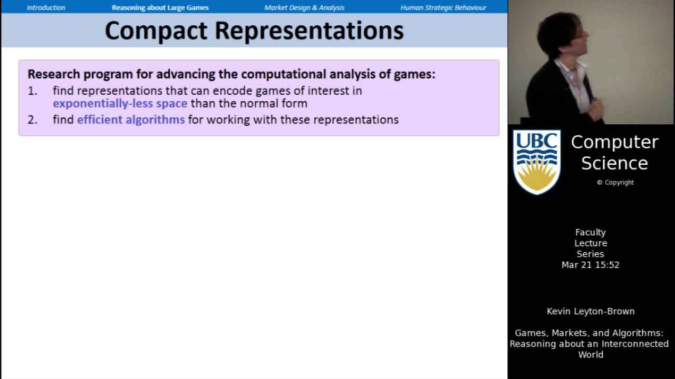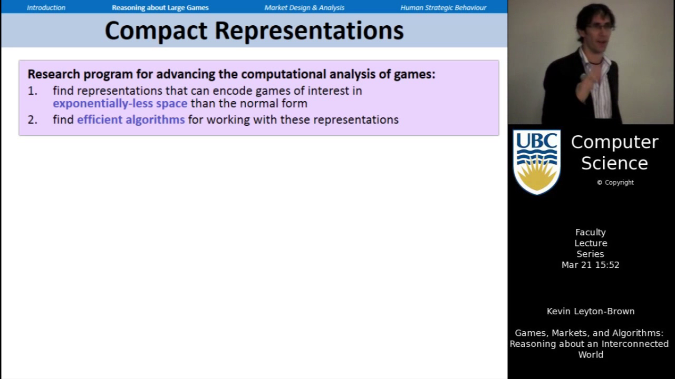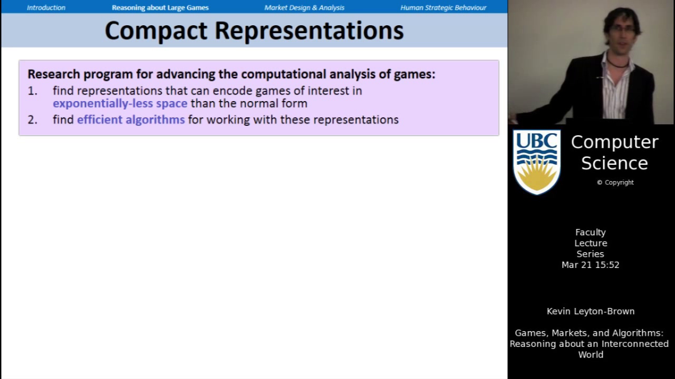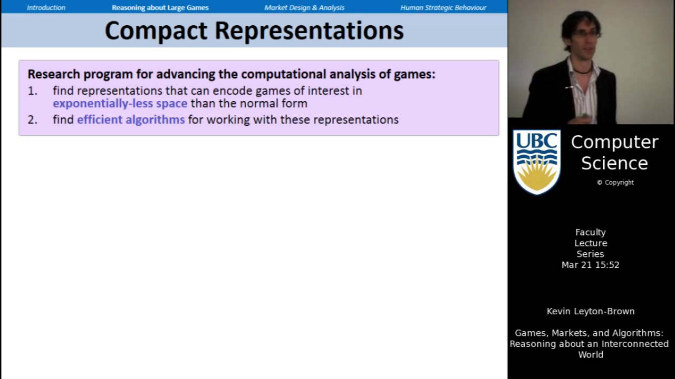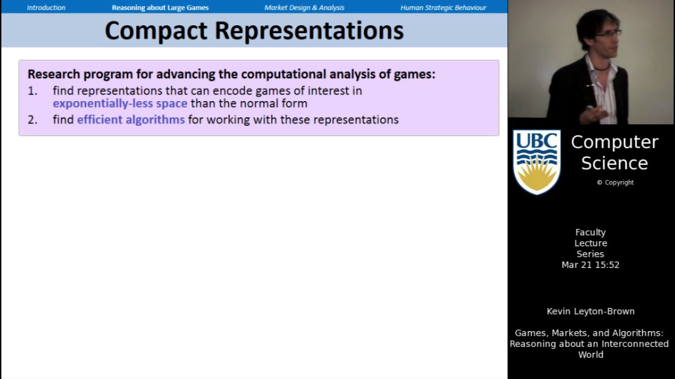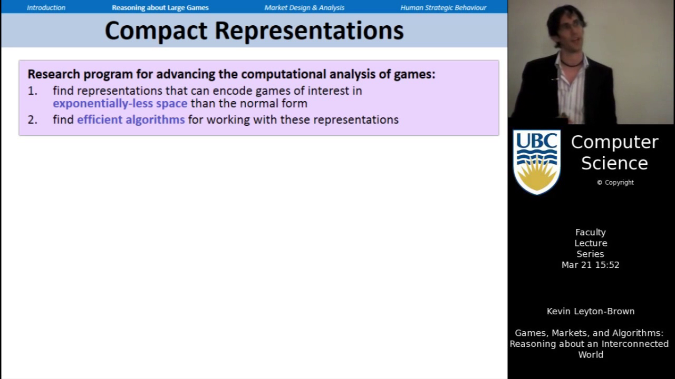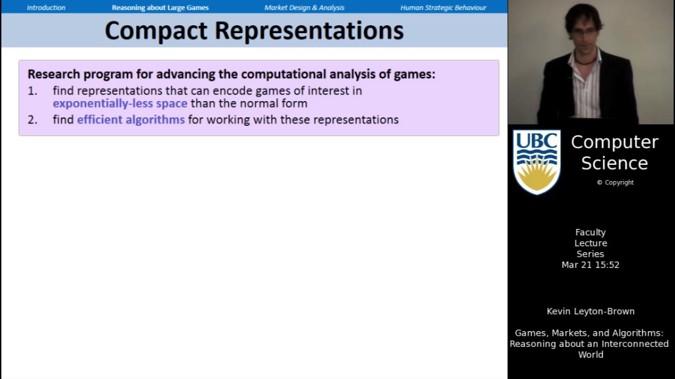The catch is really number two. I need to be able to find an algorithm that uses this representation directly without blowing it out internally in order to do the computation that I'm interested in doing. And finding representations that both succinctly represent games and are amenable to use by the sorts of algorithms that actually find fixed points of arbitrary utility functions has proven pretty difficult to do.